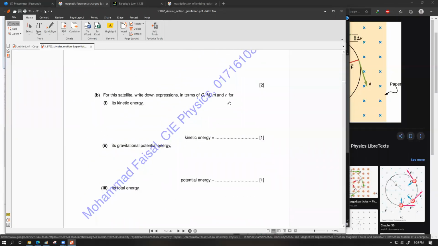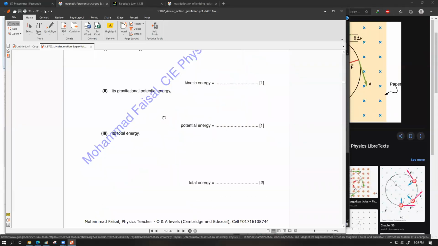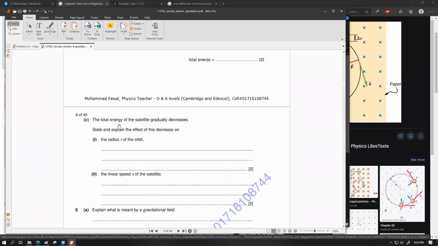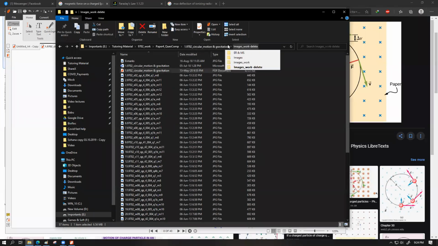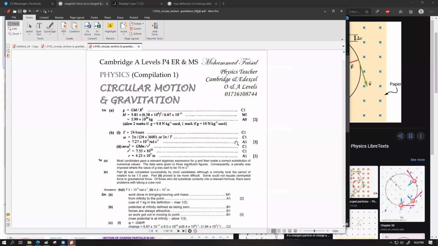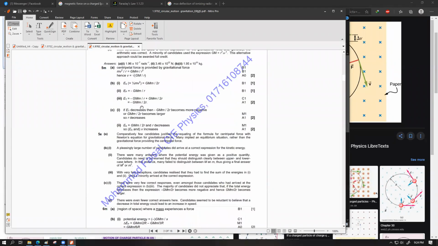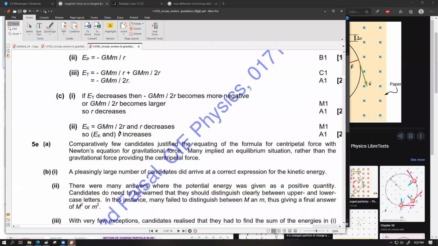For the satellite, the expression is of GMm/R for kinetic energy and gravitational energy. So here we calculated two energies, and then there was this thing: the total energy of the satellite gradually decreases, and this has the effect of a decrease in the radius of the orbit. The radius of the orbit is going to increase, as far as I can remember. Oh no, R is going to decrease. Oops. Okay, R will decrease and V will increase.